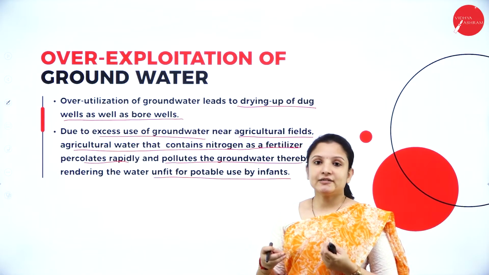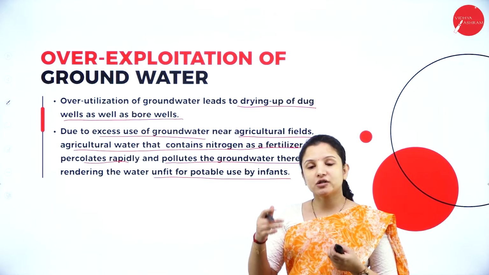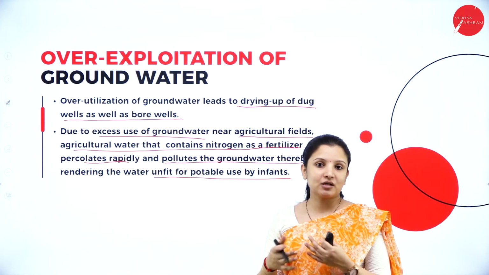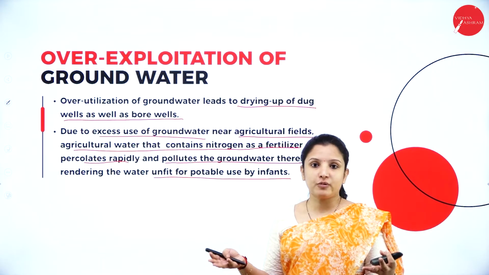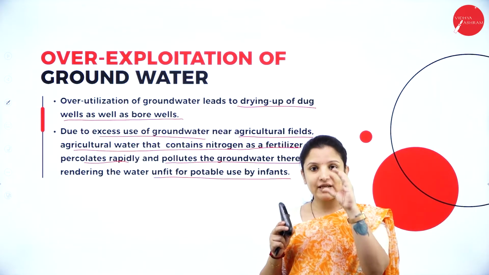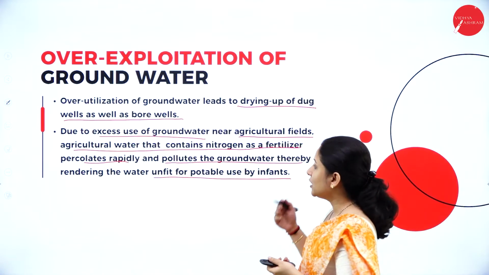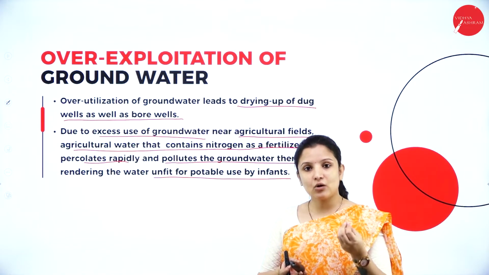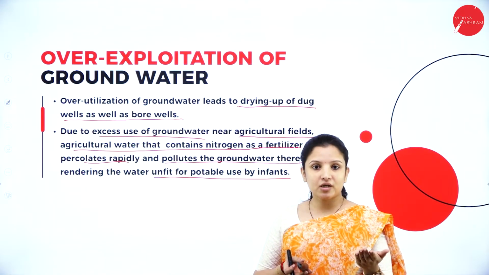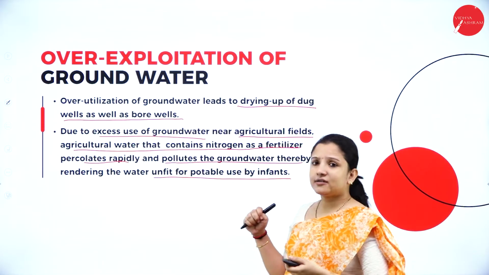Whatever fertilizer you use, for example nitrogen, some of the nitrogen will seep into the soil and mix with the groundwater. When the groundwater is more, it is not a problem. But when the groundwater is very less and the nitrogen content keeps getting added to it continuously, what happens? It will pollute the groundwater, and that groundwater which could be used for drinking purposes cannot be used for drinking, because it is not good.